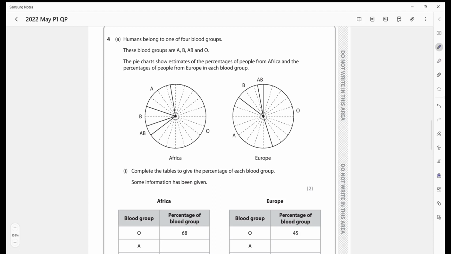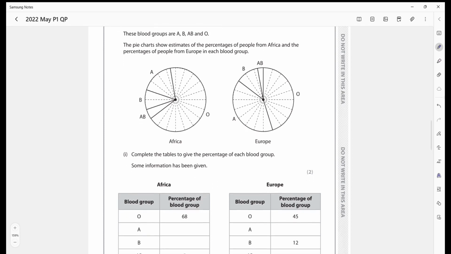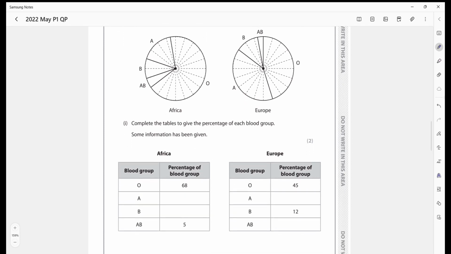All right, let's do question 4. Humans belong to one of 4 blood groups. These blood groups are A, B, AB, and O. And here is a pie chart that shows the estimates of the percentages of people from Africa and the percentages of people from Europe in each blood group. All right, so here is the table. We need to complete the table to give the percentage of each blood group.